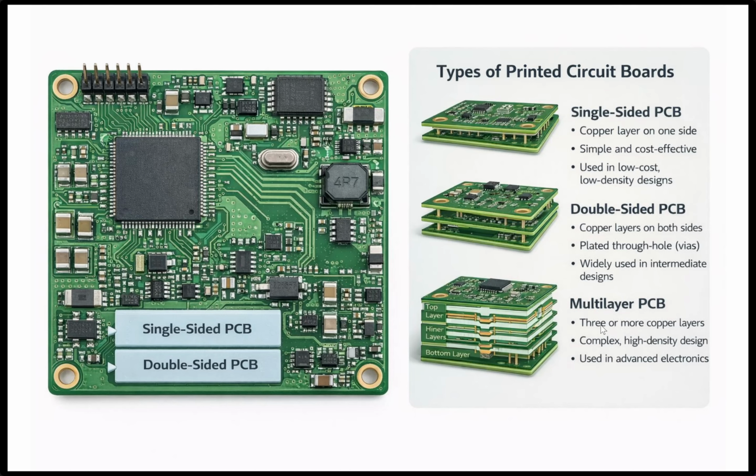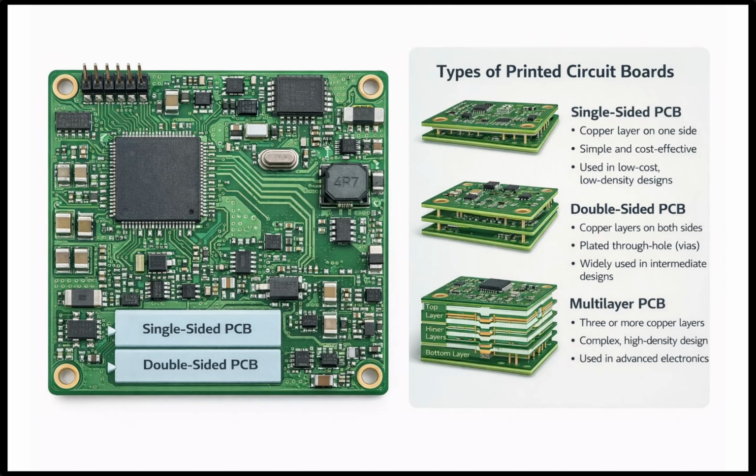Then we also have the multi-layer PCB board. So the multi-layer PCB board has four copper layers and above. This is a more complex and high density design. Yet it uses advanced electronics. So for the multi-layer boards, it has from four copper layers and above.